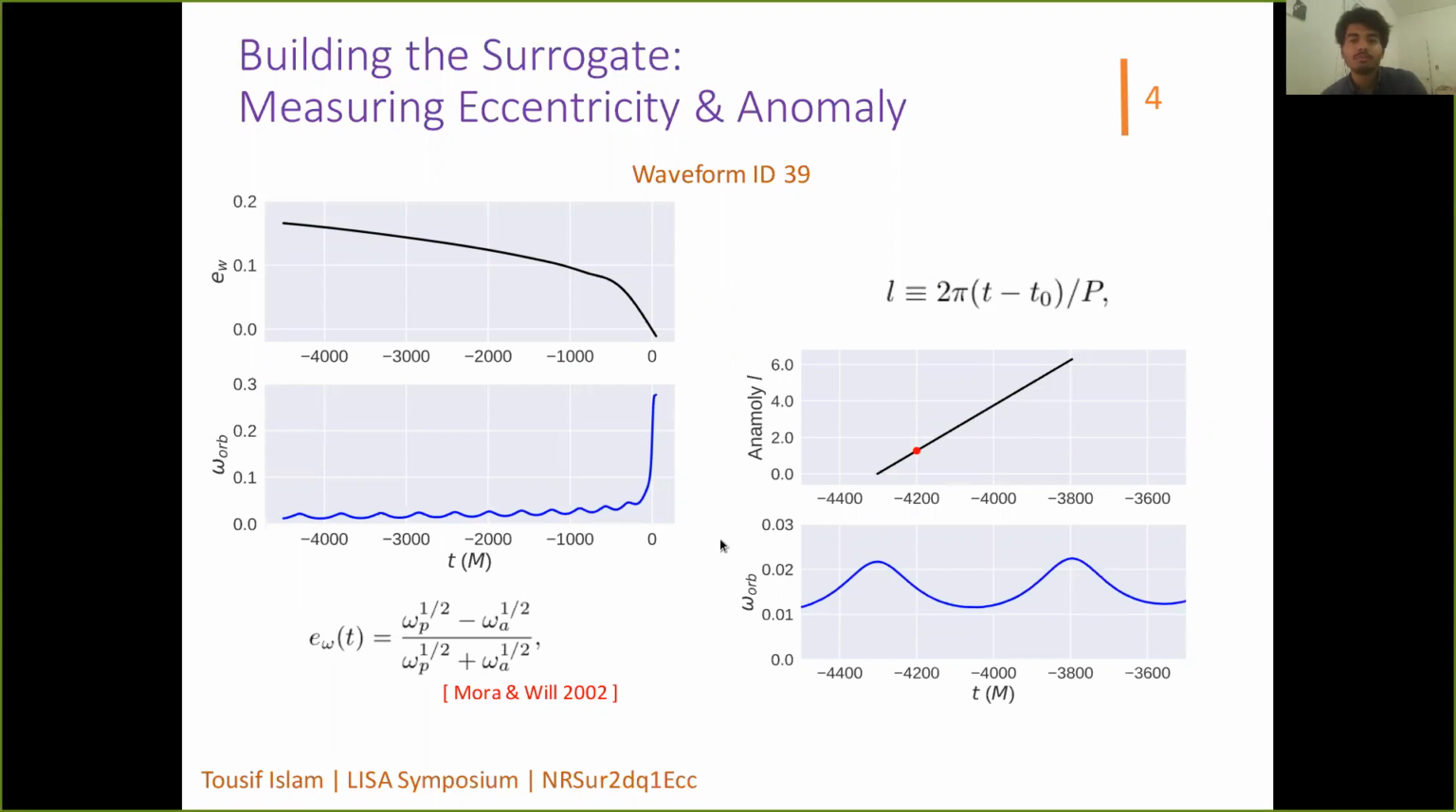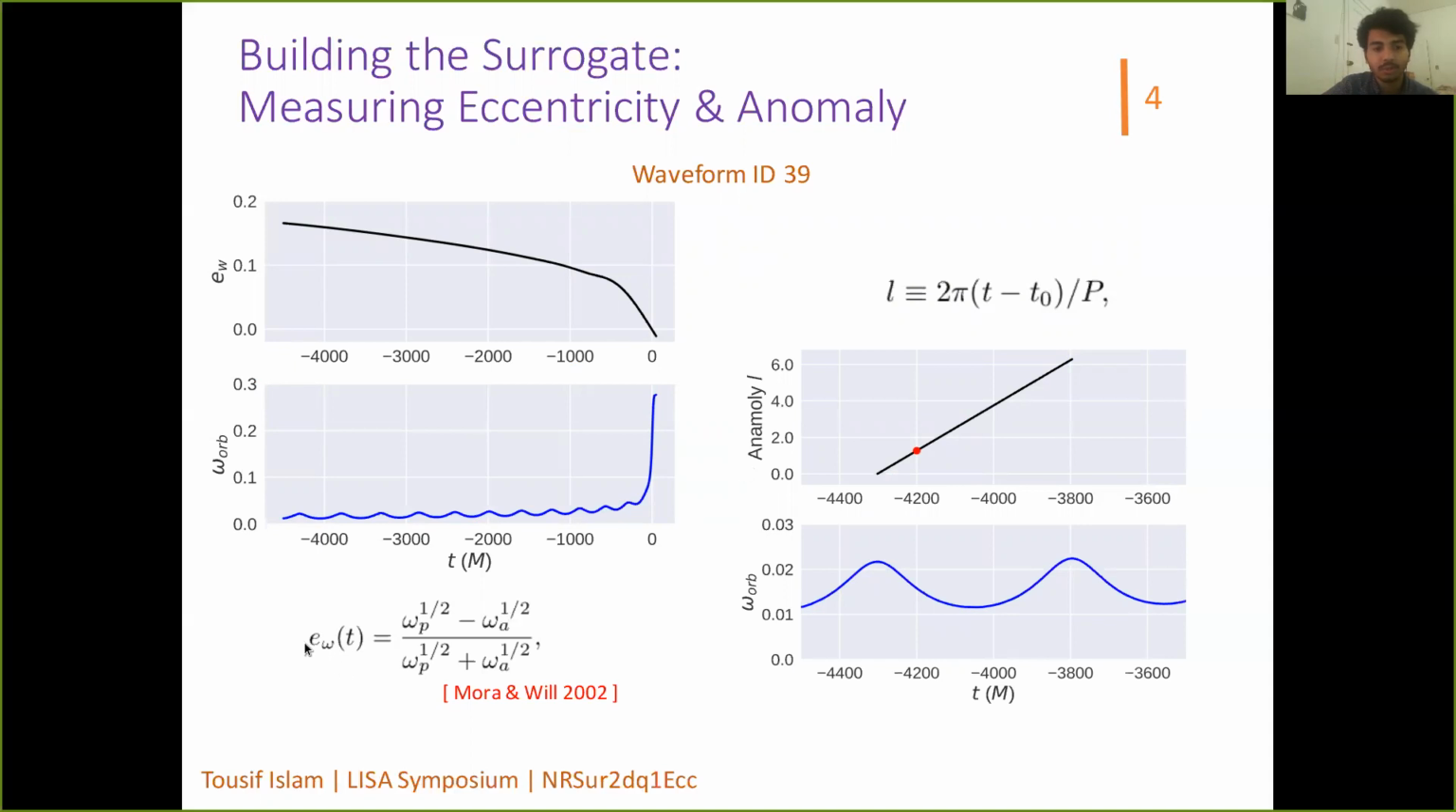Now, the departure of the NR orbits from circularity is characterized by two different parameters. One is eccentricity, the other one is mean anomaly. The measurement of these quantities from the NR track data itself can be affected by gauge effects. Because of that, instead of using the orbital data, we decided to use the waveform data itself.